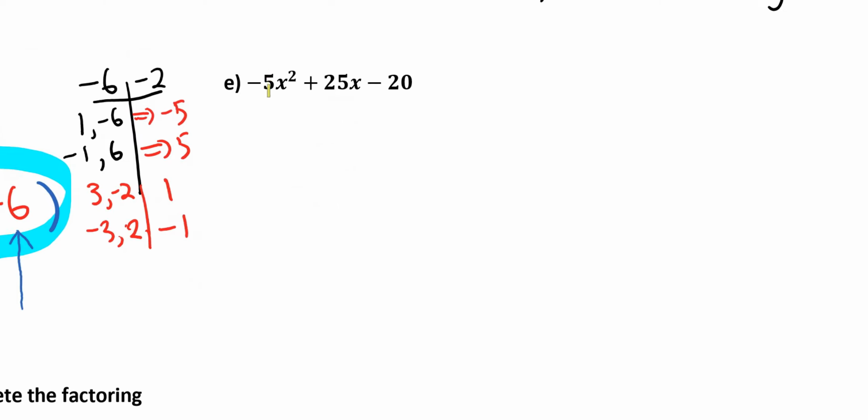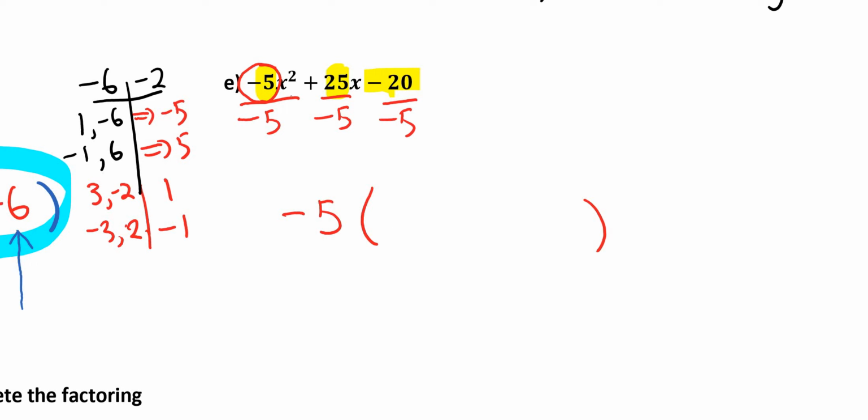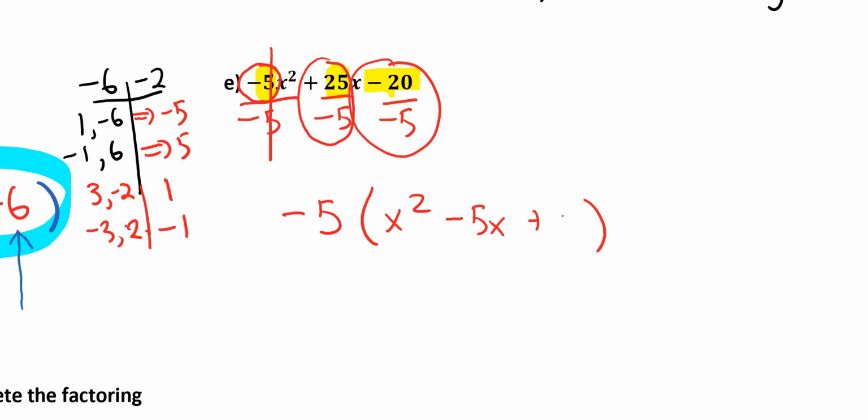And for letter E, there's a -5, a 25, and a -20. So I can pull out the leading coefficient here, which is -5. That's my GCF, and that means I can divide every single term by -5. If I do that, I get x squared at the front. 25 divided by -5 is -5x, and -20 divided by -5 is +4.